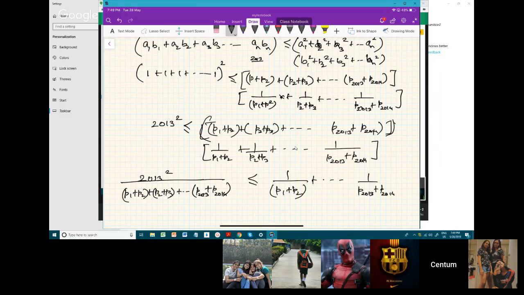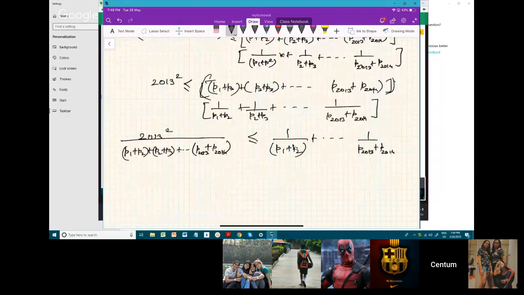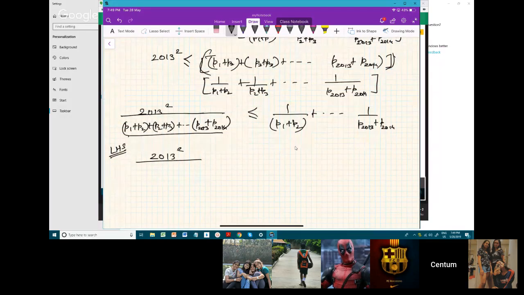Guys, am I right? So far so good. So hence, if you see the denominator of the left hand side, this is nothing but 2013 square. Now I'm only dealing with LHS, guys. So LHS is 2013 square over, and every item is 2 times, but P1 and P2014, isn't it?